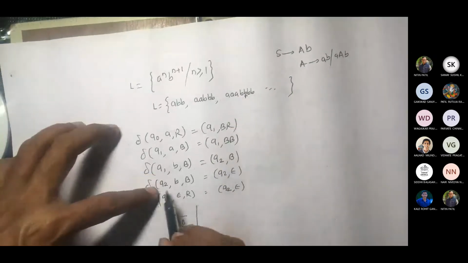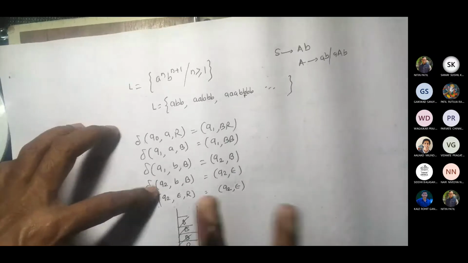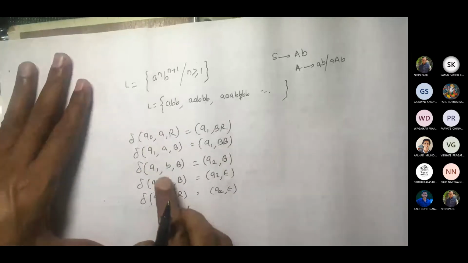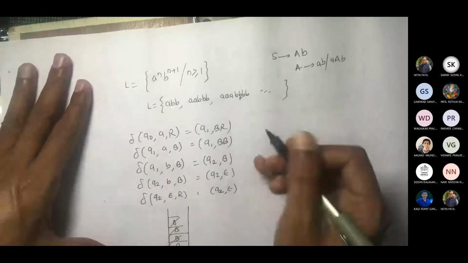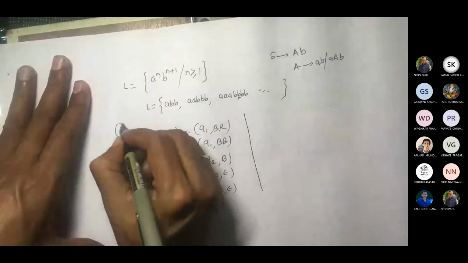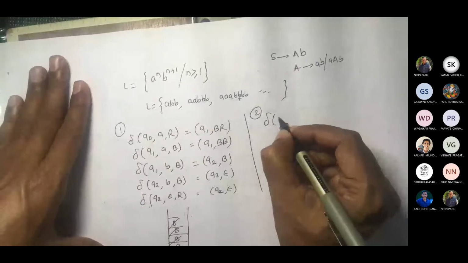So Q2 B. Now Q2 B B, so 3 B's are there. It will pop each one of them. Very good, so this is one solution. Let me write something different. I'm going to make some change here. This is the first solution, and now the second solution. You can give me one more solution as well, if it is possible.